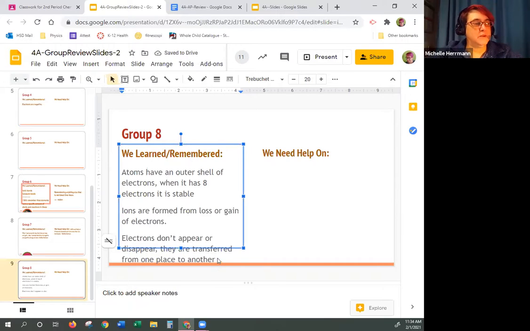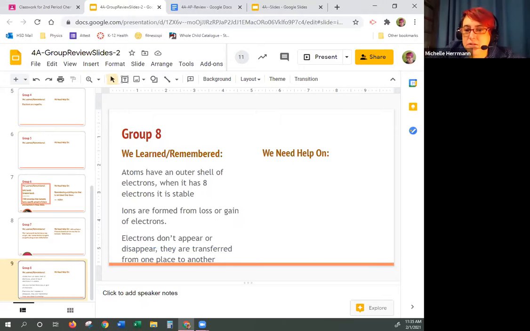Okay, I'm going to have to make that smaller so it fits there. Oh, no, it'll fit. Okay, so this is good.